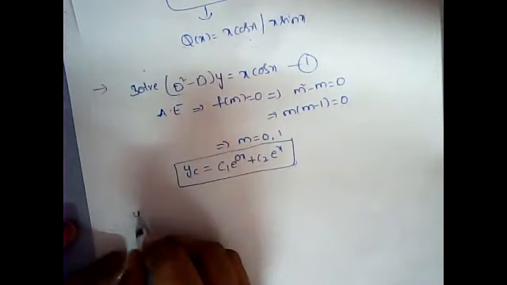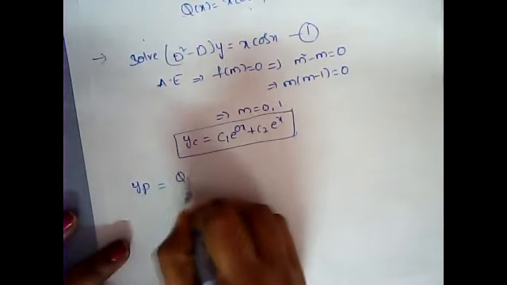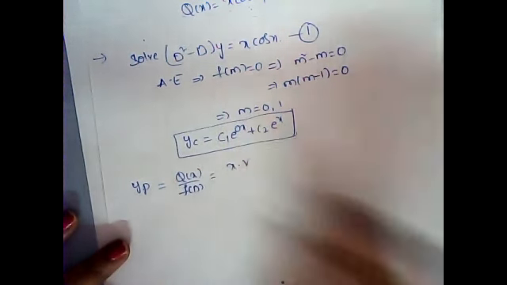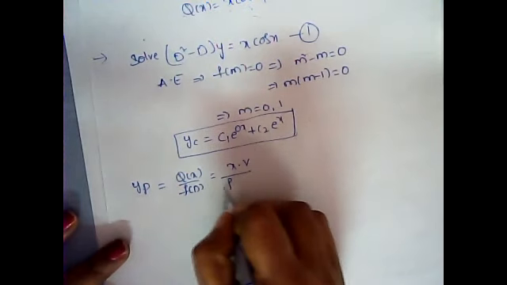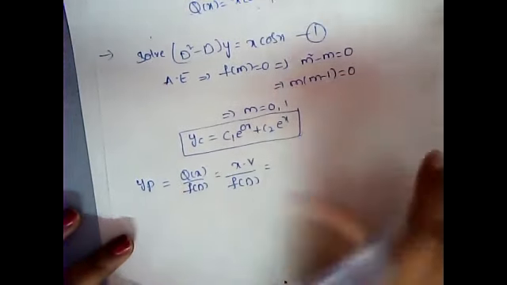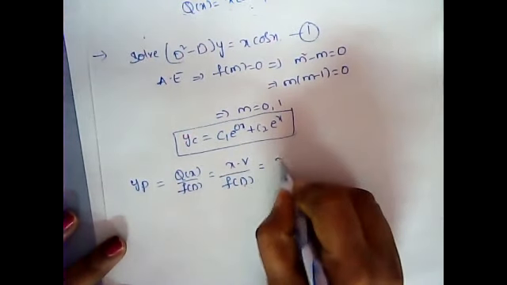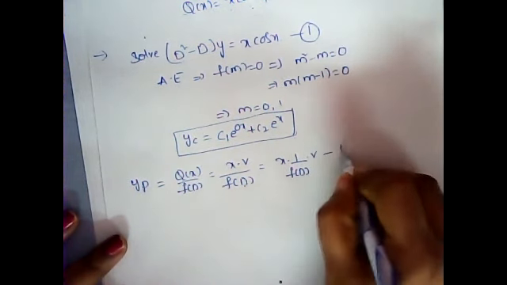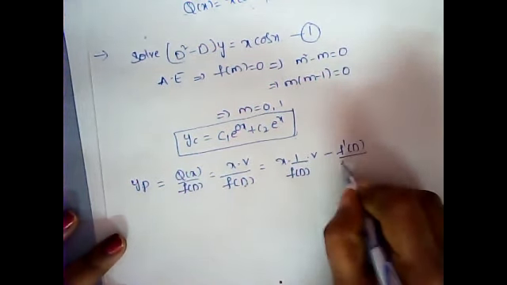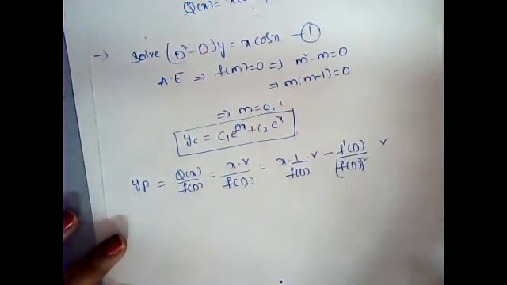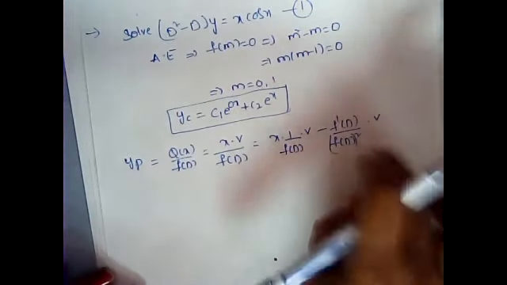So how are we going to go with yp here? Okay. So yp means it is nothing but Q of x by f of D. So what is Q of x here? It is in the form of x into V here. So x into V by f of D. So we need to apply a small formula. That's it. Okay. So what is the formula? It means x into 1 by f of D into V minus f dash of D by (f of D) whole square into V. So we need to apply this formula here.